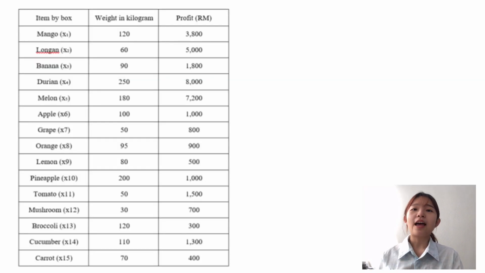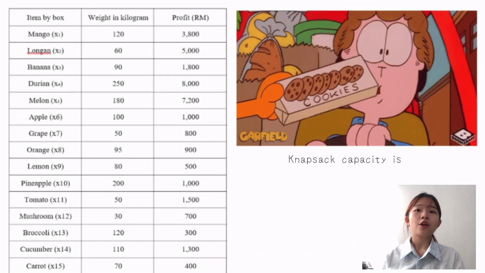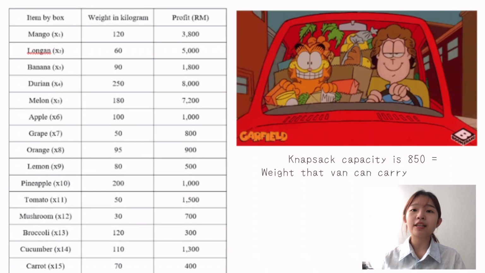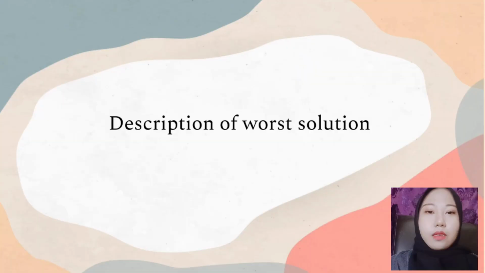Here are the weight and profit associated with the different fruits. We have weight in kilogram and also profit in ringgit for mango, longan, banana, durian, melon, apple, grapes, orange, lemon, pineapple, tomato, mushroom, broccoli, cucumber, and also carrot. Our knapsack capacity is 850 kg, which means the weight that our van can carry is 850 kg. Thank you, that's all from me. Now I'll pass to my team member.